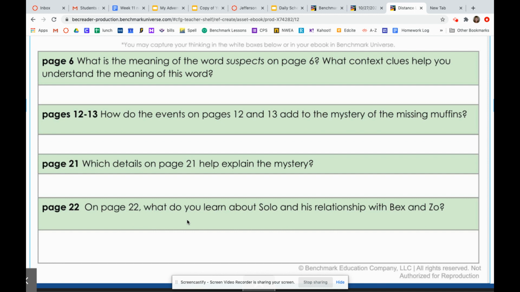And then on page 22, you learn about Solo and his relationship with Bex and Zoe. I would like to know what you figure out about this relationship, and you will need to use traits about the characters with a little bit of evidence from the text supporting why you think that about Bex and Zoe, and actually even who Solo is. Okay, I think that takes care of that.